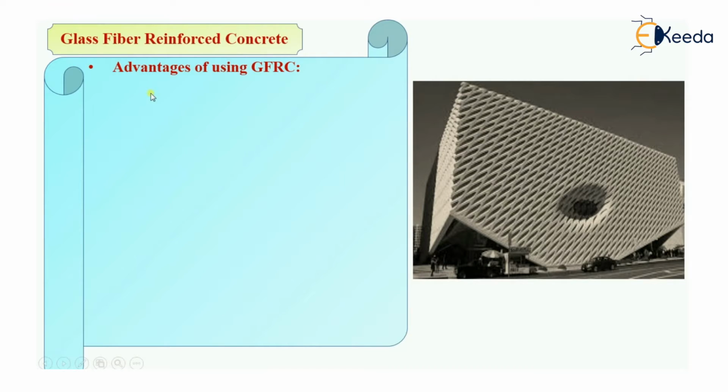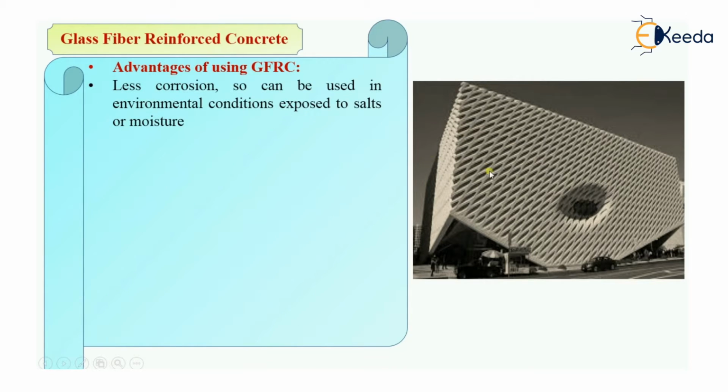Now let's see what are the advantages if you are using glass fiber reinforced concrete. As we have seen, this type of concrete will have less corrosion, so it can be used for environmental conditions which are exposed to salts and moisture. Simply, you can use it at places where there are chances of exposure of your concrete to salts or moisture, because this type of concrete will have less corrosion.